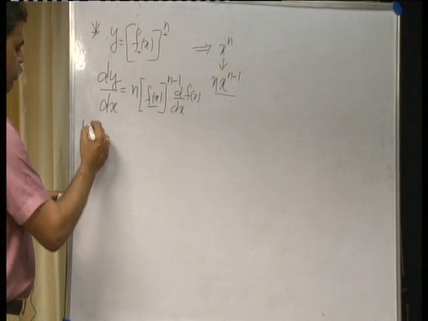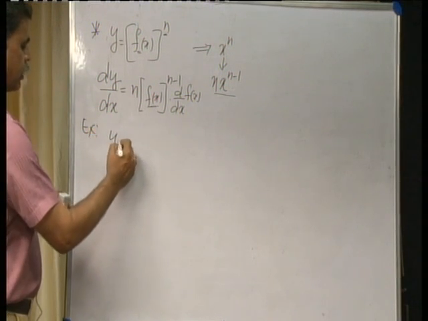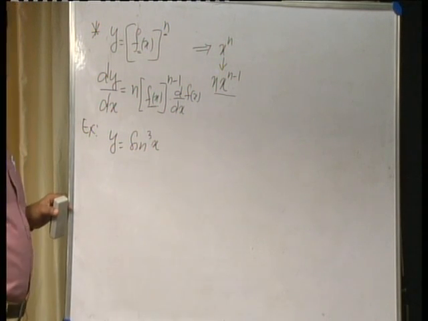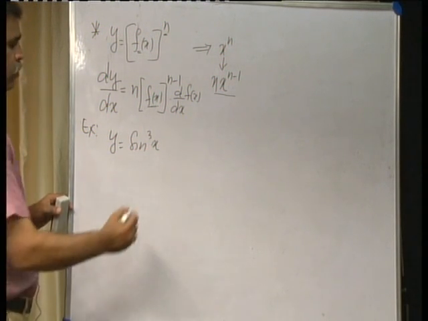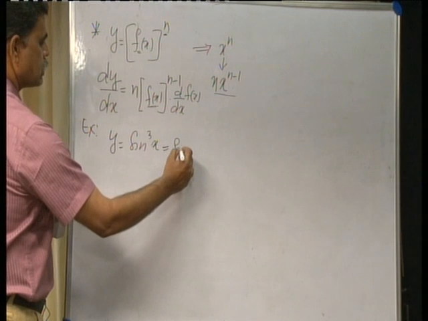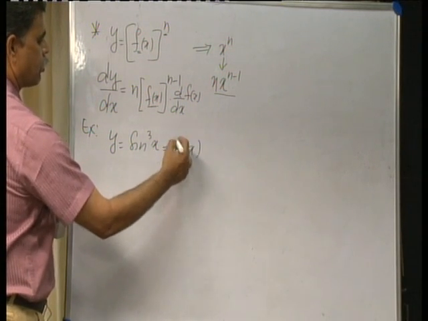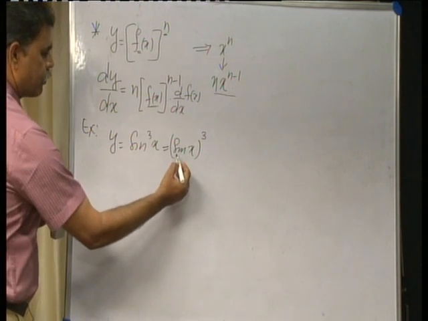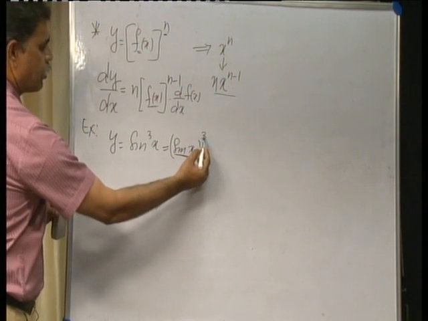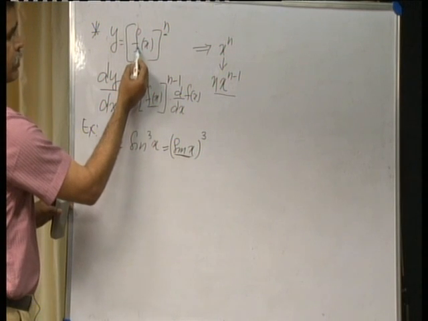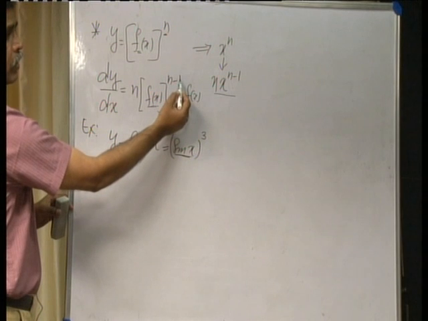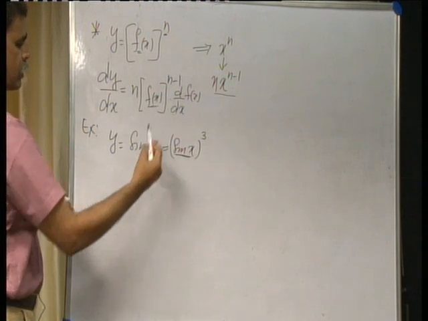You take the example, I will take the same example we discussed in the beginning, y is equal to sin cube x. It is of what? Sin x whole cube. You treat it as function to the power of n. Differentiation of function to the power of n is what? n into function to the power of n minus 1 into d by dx of function.